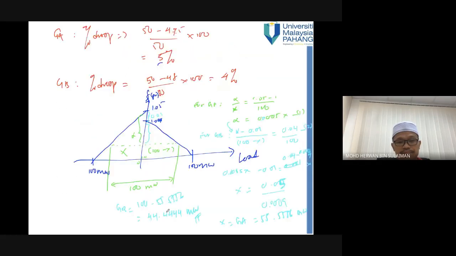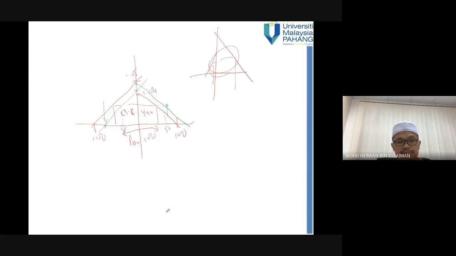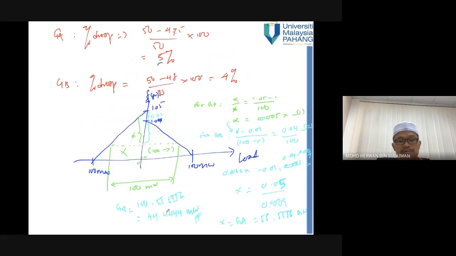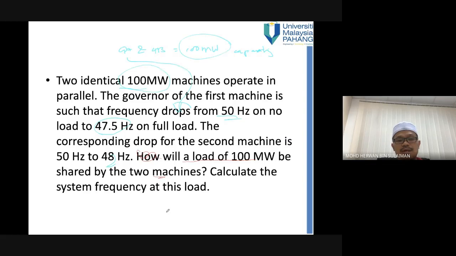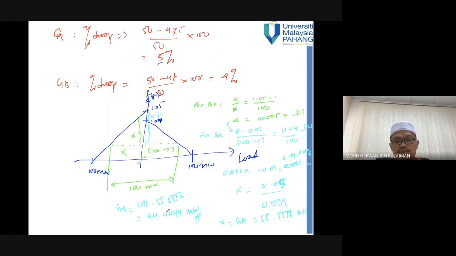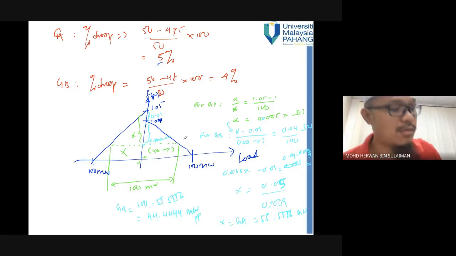Betul lah. Nampak dah. So now, calculate the system frequency. So now we want to calculate the system frequency. Here, right? Here our F common. How you want to calculate the common frequency? We find the X already, so we can find the alpha. So your alpha is how much?